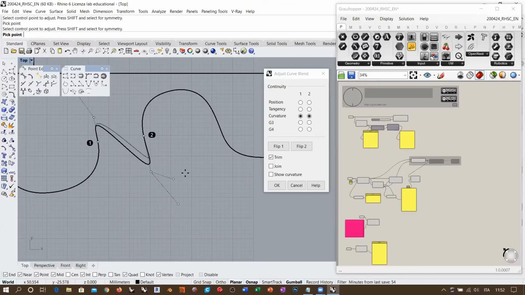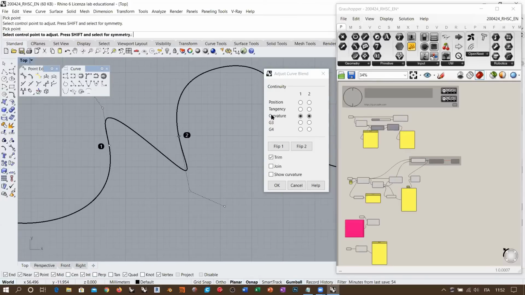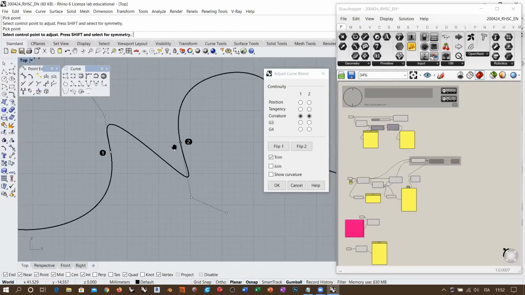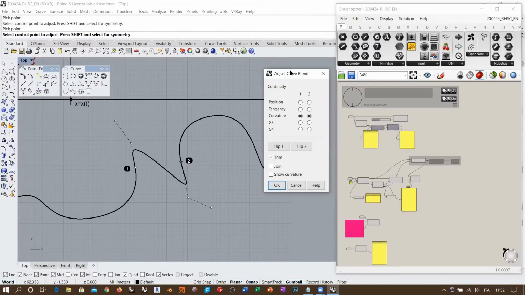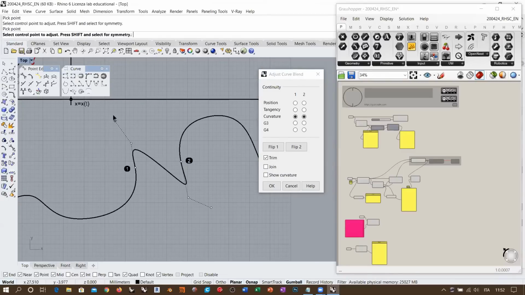So in order to achieve curvature continuity, so G2 continuity, the only thing that you can do is use this command here, or other commands that are always inside this toolbar, like for example the match curve and so on. Okay, but you cannot do this by hand, right? So this is the problem with direct control point modeling. You cannot automatically set the proper continuity.